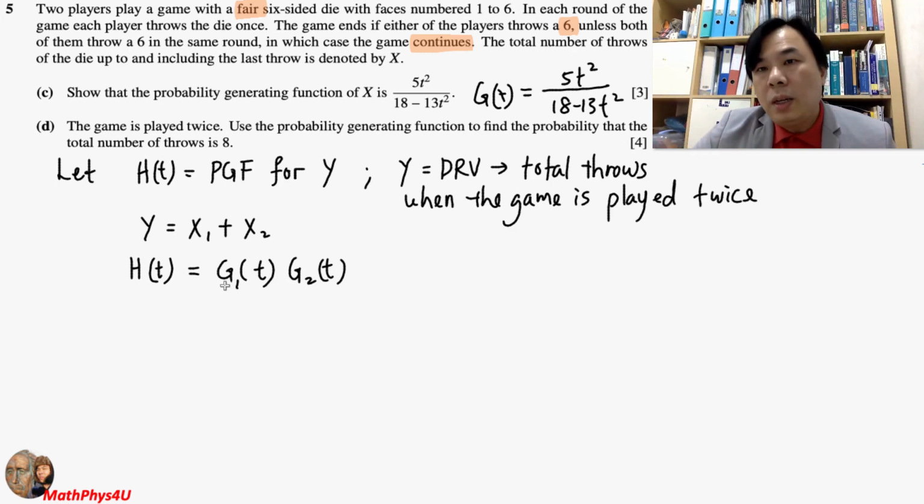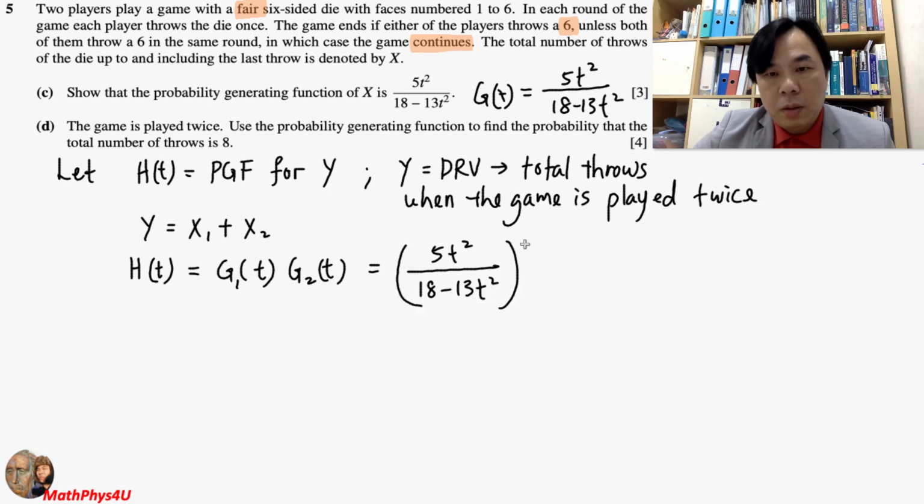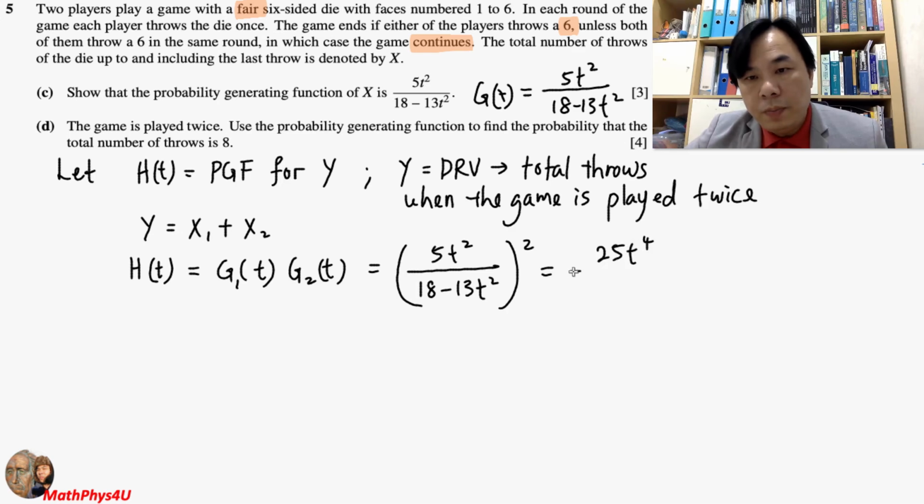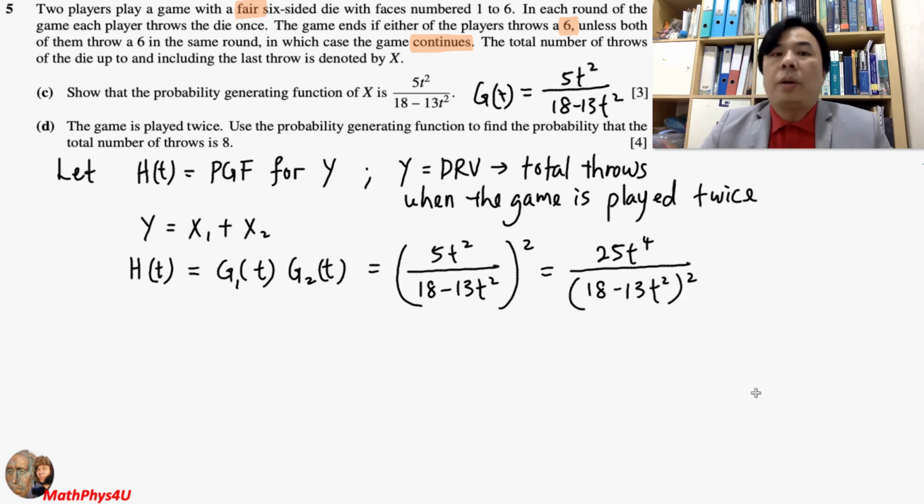So g1 is the probability generating function that represents the game played once, and then this is the second game. Okay, from here, basically these two are the same, so therefore it will look something like this, squared, or you can keep it as 25t^4 over (18 minus 13t^2), squared, right? Now that will be our probability generating function that represents the game being played twice here.